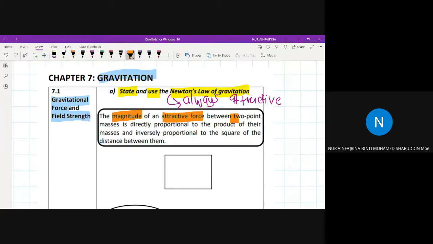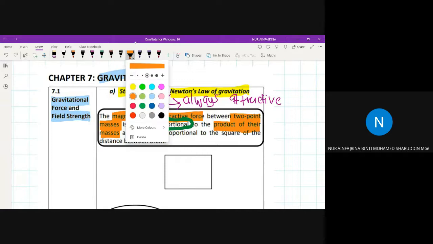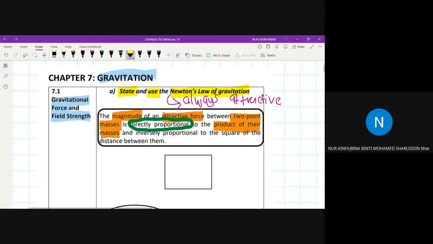Okay, I'll explain in detail. You guys don't have to worry. 2 point masses, which is directly proportional. Okay, this is the keywords. Keywords dia adalah directly proportional to the product of their masses. Okay, dia directly proportional tu apa? Kepada product of their masses. Alright, and dia akan inversely proportional. Okay, dan another part adalah dia akan inversely proportional to the square of the distance between them.